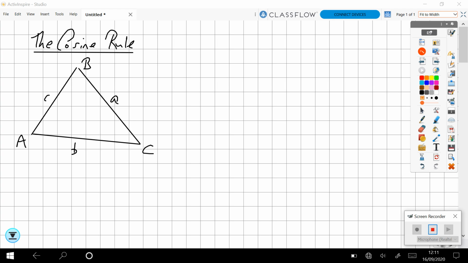The cosine rule is generally taught alongside the sine rule. It's based upon the same standard triangle as drawn there. But the cosine rule is basically a variant of Pythagoras' theorem.